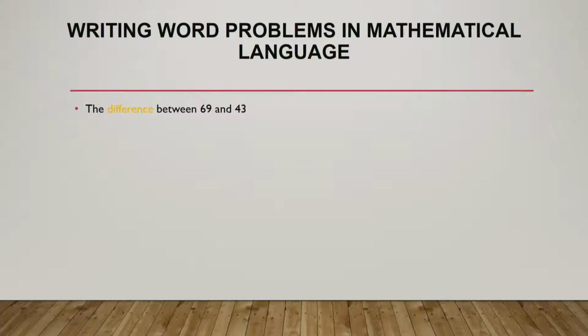For example, let us say the mathematical word problem is given to you as the difference between 69 and 43. Key word there, I've highlighted it, the difference. Now remember guys, we've got addition, subtraction, multiplication, and division, which are the 4 basic operations. But in this case, the question would be, in which one do I see the word difference? Is it in addition? Is it in subtraction? Or is it in multiplication? Or division in this case?